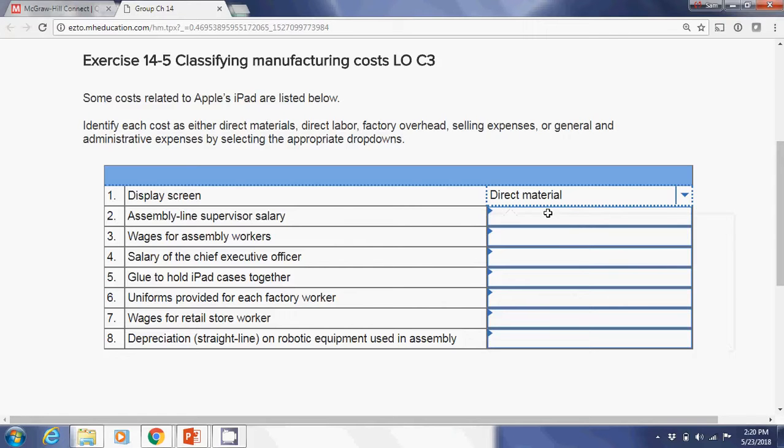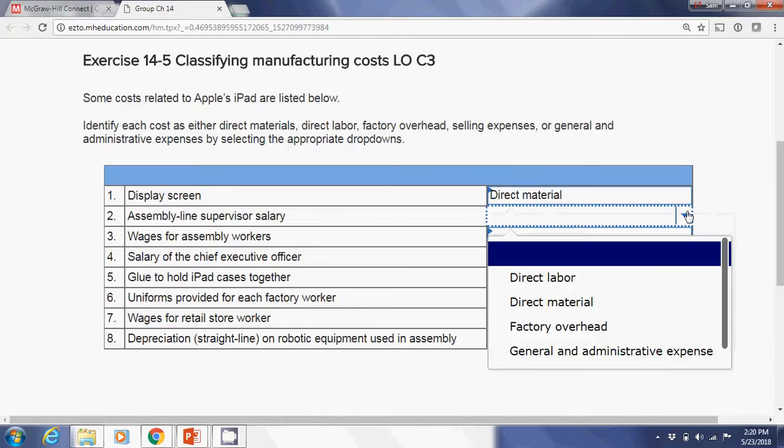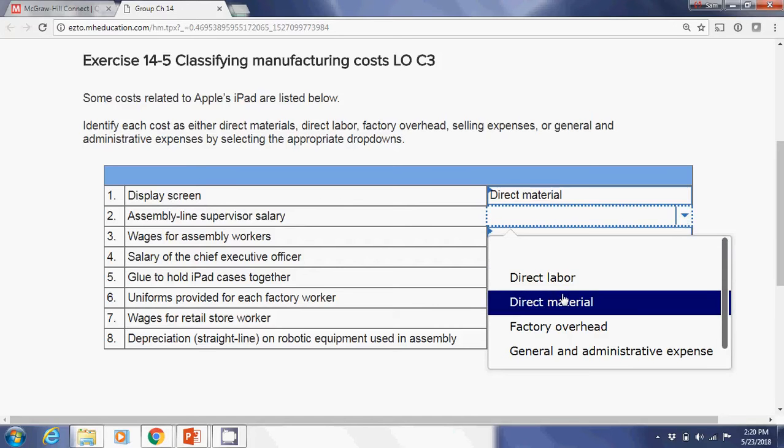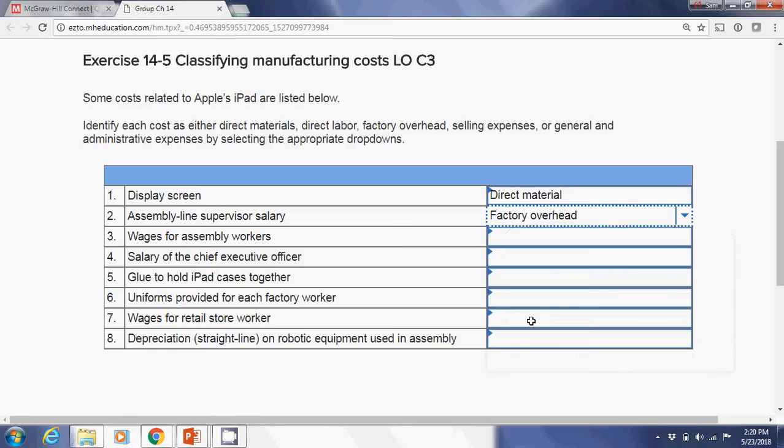What about the assembly line supervisor salary? Well, if you go back and look at the lecture, remember that I told you that the assembly line supervisor is not really working on the product at all. Instead, the supervisor is walking around the plant making sure everybody's doing their job. I can't really trace that supervisor's salary directly into any one iPad. For that matter, the assembly line supervisor is indirect labor. Anything that is indirect, basically anything happening in the factory that's not direct labor or direct material, is factory overhead.